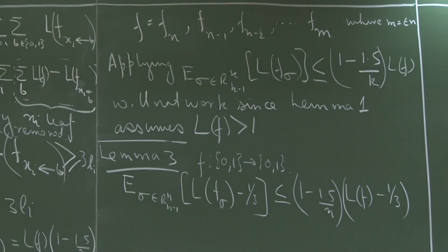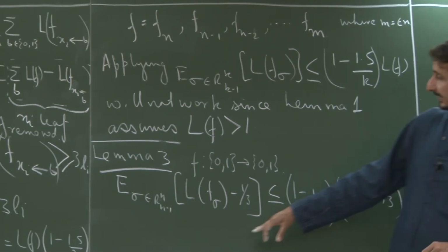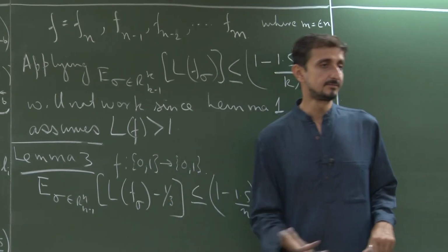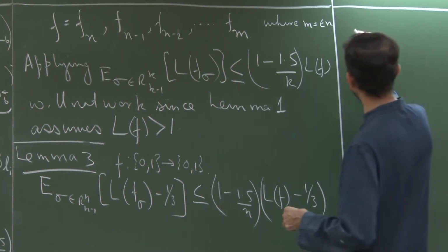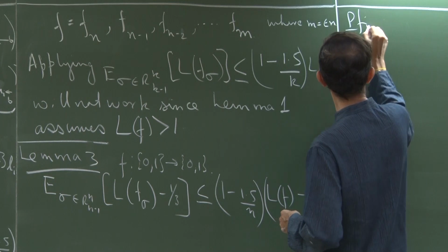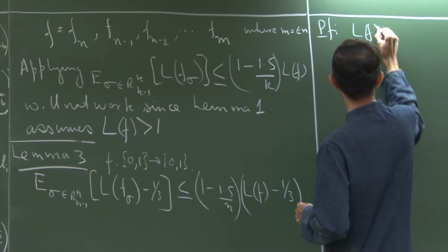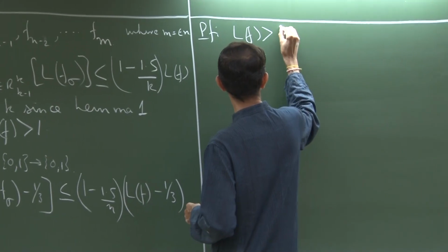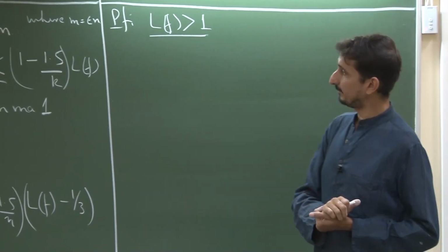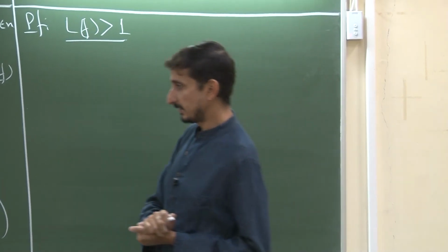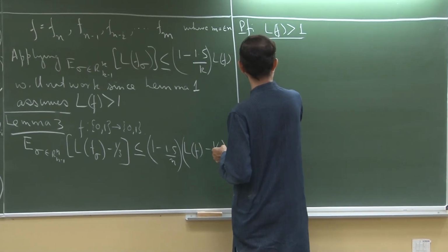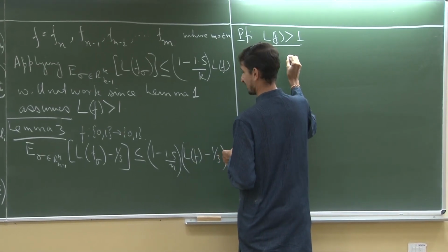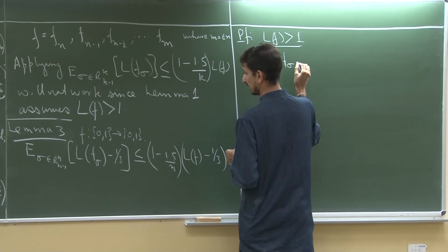So how do we observe this? We will just show it in 3 cases. Case 1 is when L of f is greater than 1, case 2 is when L of f is equal to 1, and case 3 is when L of f is equal to 0. So let us look at the 3 cases. Proof. If L of f is greater than 1, let us try to see what happens over here. The left hand side is the expected value of L of f sigma.